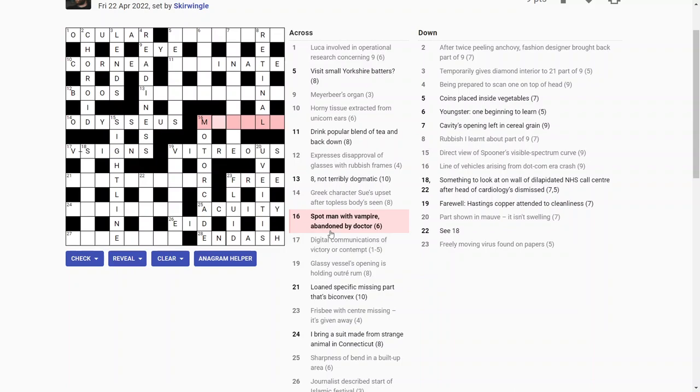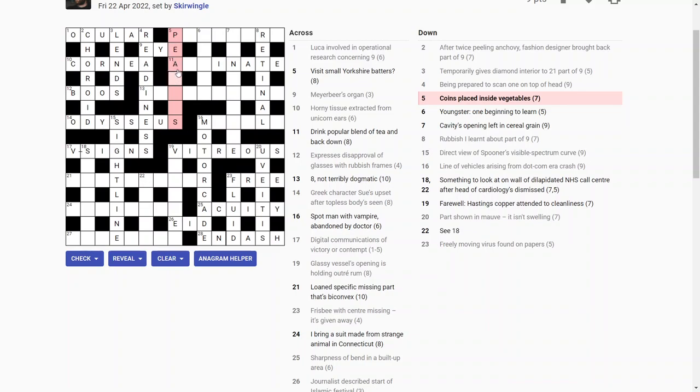Spot. Man with vampire abandoned by doctor. Spot. Don't know that. Cavities opening left in cereal grain. Now, left is often the letter L. Opening. Don't know. We need this one across the top, don't we? Visit small Yorkshire batters. I hope it's not a Yorkshire dialect word, else I've got no chance. Coins placed inside vegetables. Peas. Let's have a look at peas.